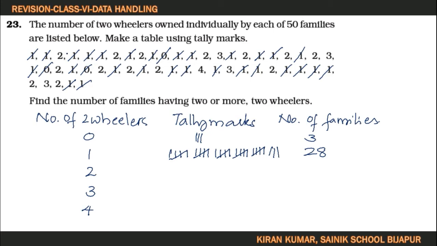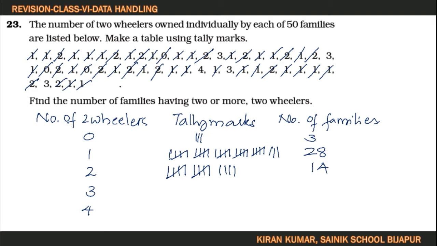Next, 2. 1, 2, 3, 4, 5, in groups of 5, then 1, 2, 3, 4 plus 4. So 14 families are having two-wheelers as 2.